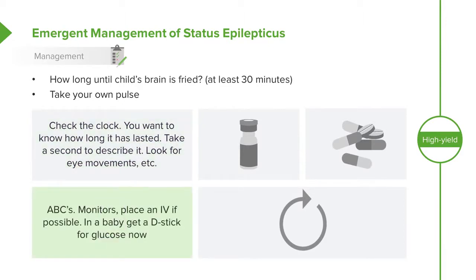It's important to keep track of the ABCs. This is a common trick test question where they ask a complicated scenario and then the real answer is ABCs. So remember your basic CPR. Place monitors on the child, place an IV if you can, but you can actually reverse a seizure without an IV. In a baby, always get a D-stick or a dextrose level because the glucose being low is a common cause for a child having a seizure and may indicate either a metabolic disorder or a prolonged fasting state.